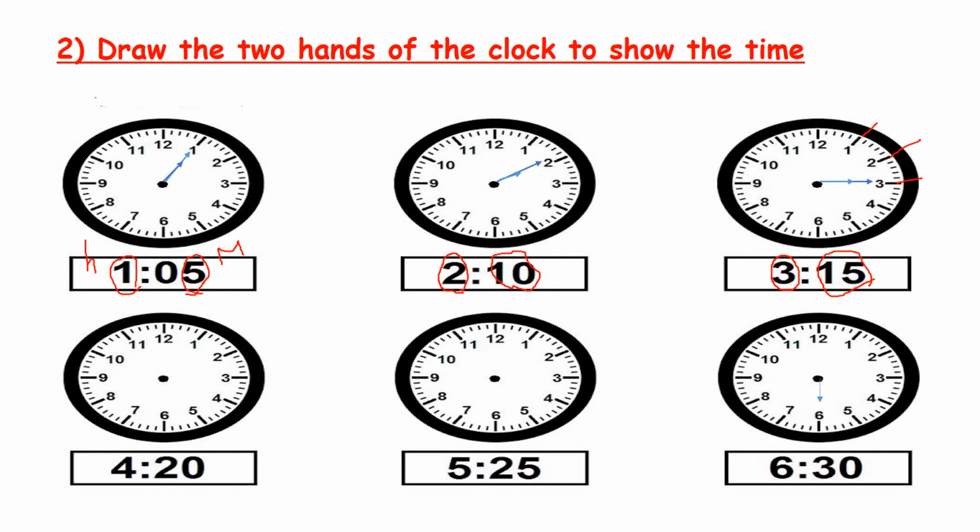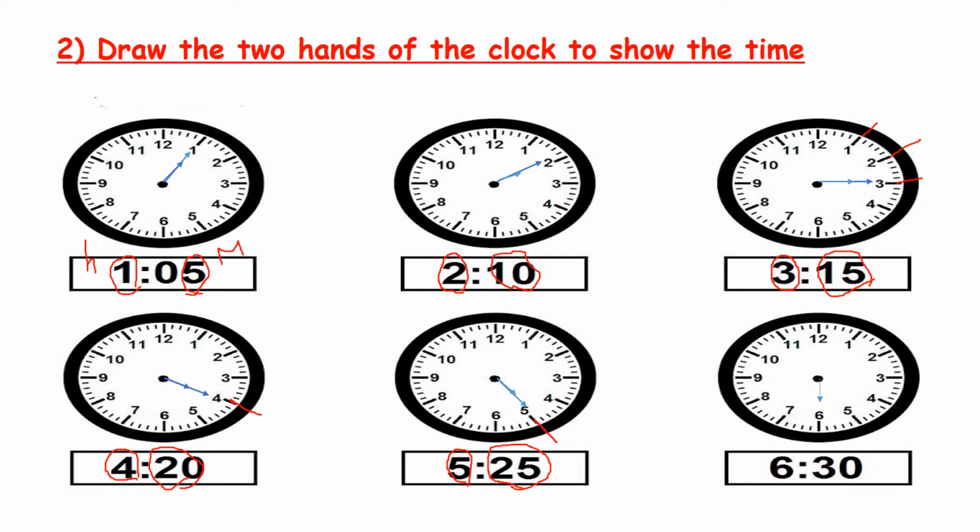Here it's 4 and 20 minutes. So the short hand will be at 4 and the long hand at 20 minutes. So which number from here? It's 20. Yes, it's 4. So the long hand at 4 and the short hand also at 4. Here it's 5. So the short hand at 5 and the long hand at 25. So when it's 25 minutes, it's at 5. So the long hand at 5 and the short hand also at 5.